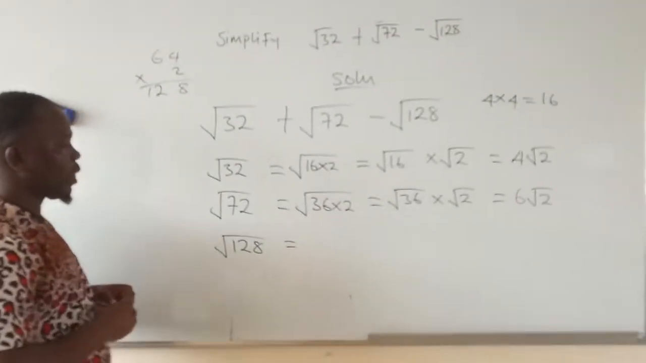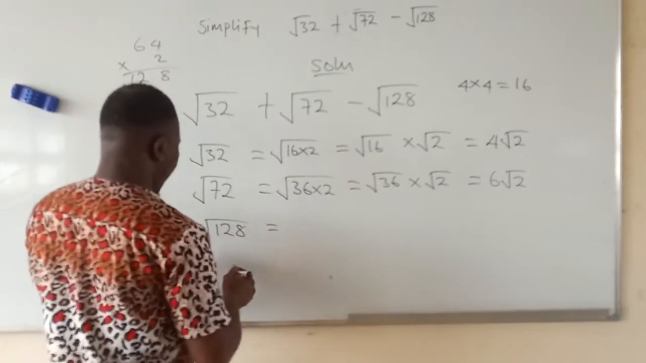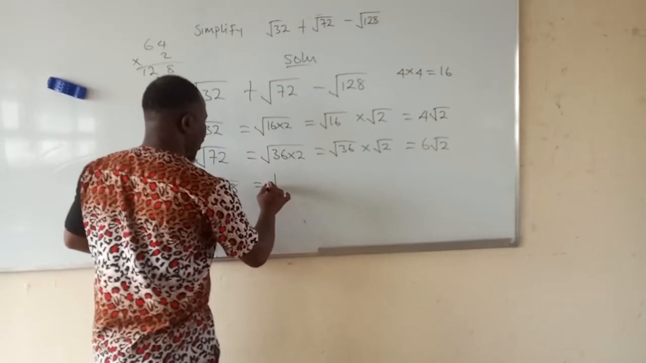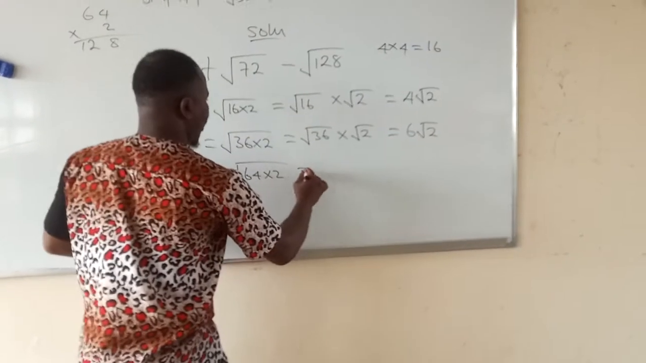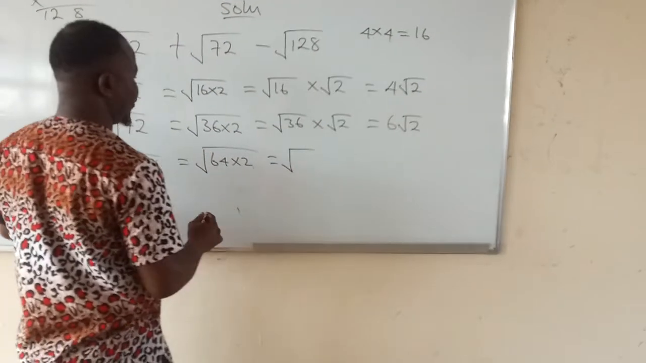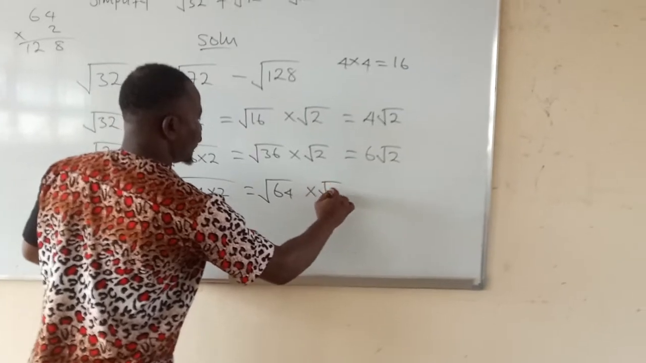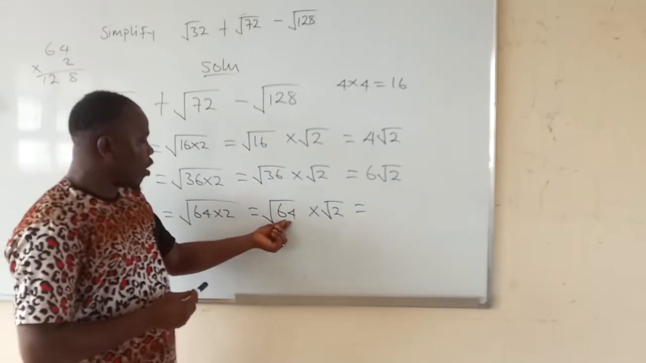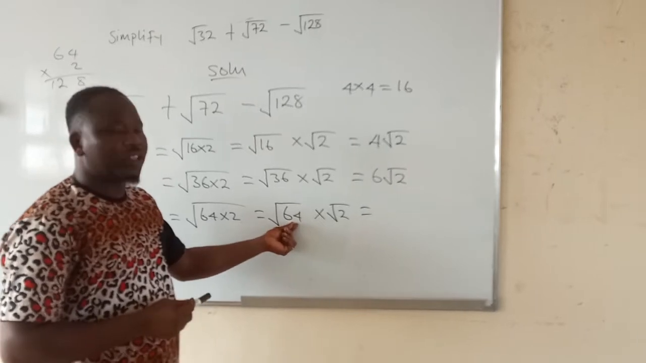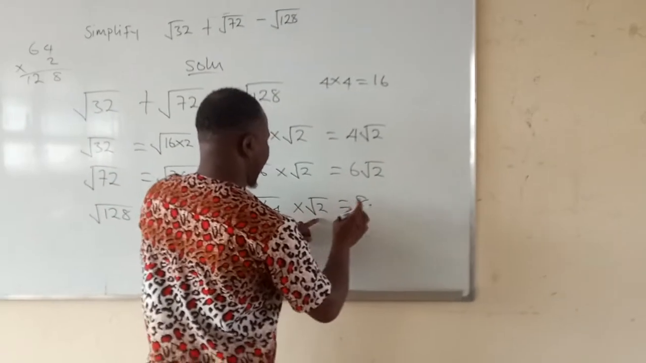Are you seeing? So if you agree with me, this is the same thing as square root of 64 times 2. So square root of 64 times 2 is the same thing as square root of 64 times square root of 2. And square root of 64 will definitely give us what? 8, right? 8 times root 2.